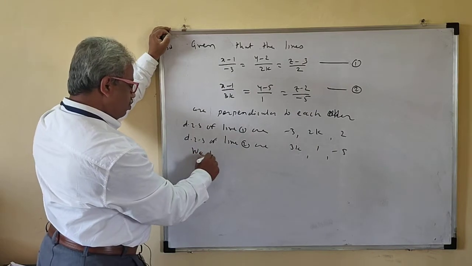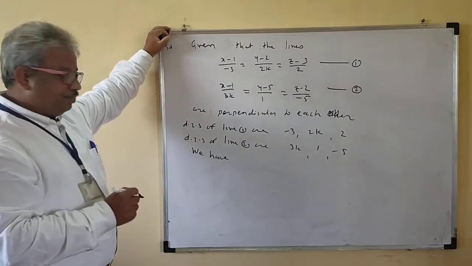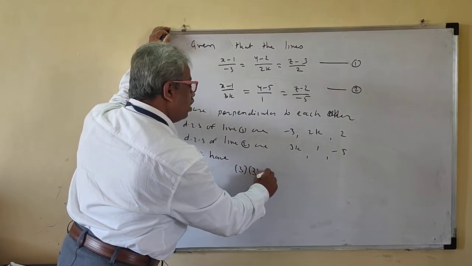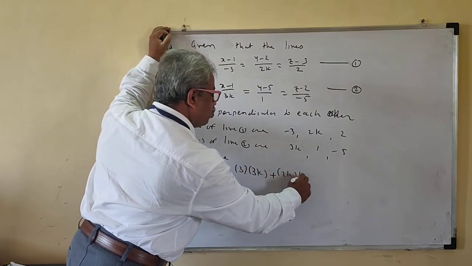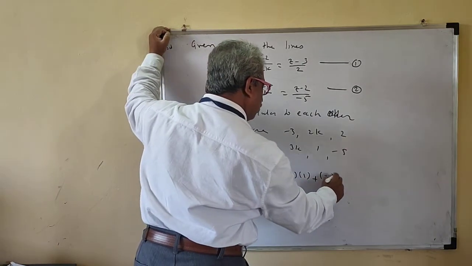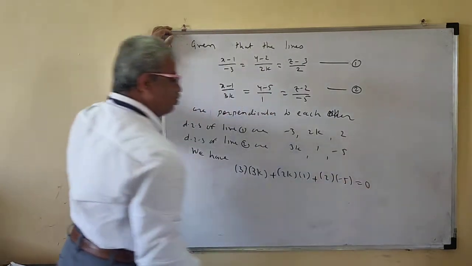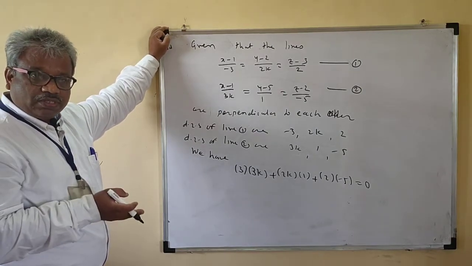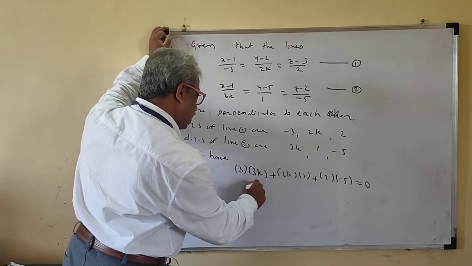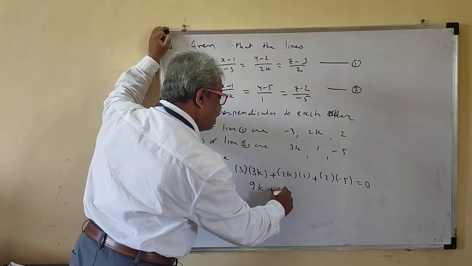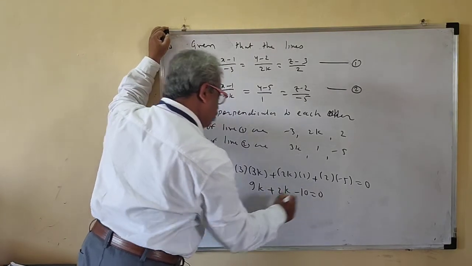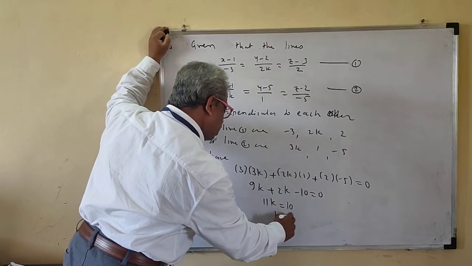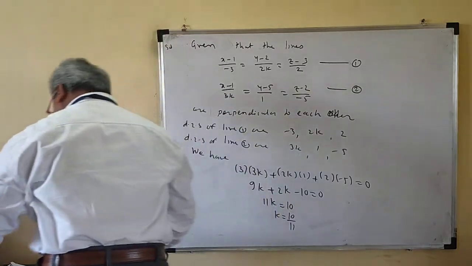So we have the lines are perpendicular. So that is we have -3k + 2k into 1 + 2 into -5 equal to 0. So the dot product is 0. a1a2 + b1b2 + c1c2 is 0. So this is 9k + 2k - 10 equal to 0. So 11k is equal to 10. So k is equal to 10 by 11.